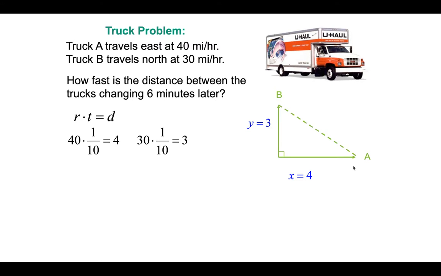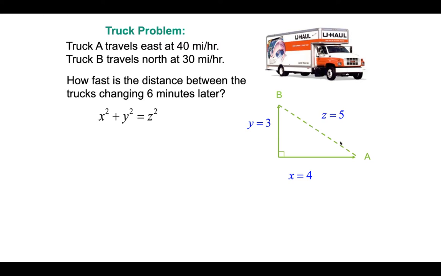What we want is the rate of change between A and B, but before we can find that, we need to find the distance between A and B. So with the Pythagorean theorem, we know that 3 squared plus 4 squared equals z squared, if z is the distance we're interested in. So 9 plus 16 equals z squared, 25 is z squared, so z is 5 because it has to be positive.